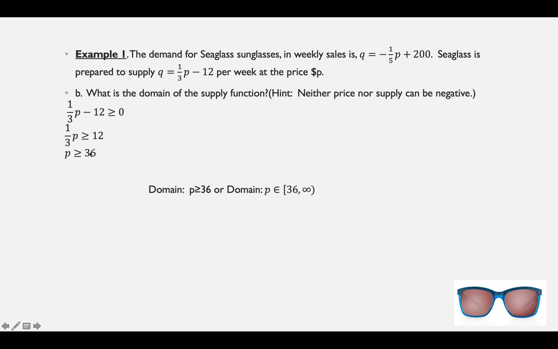All right, so if we say P has to be at least 36 and P has to be at least 0, saying P has to be at least 0 is not necessary, because anything that's 36 or larger is also at least 0. Okay, so all we have to say for our domain is P greater than or equal to 36, or you can say that P is an element of the set 36 inclusive to infinity.